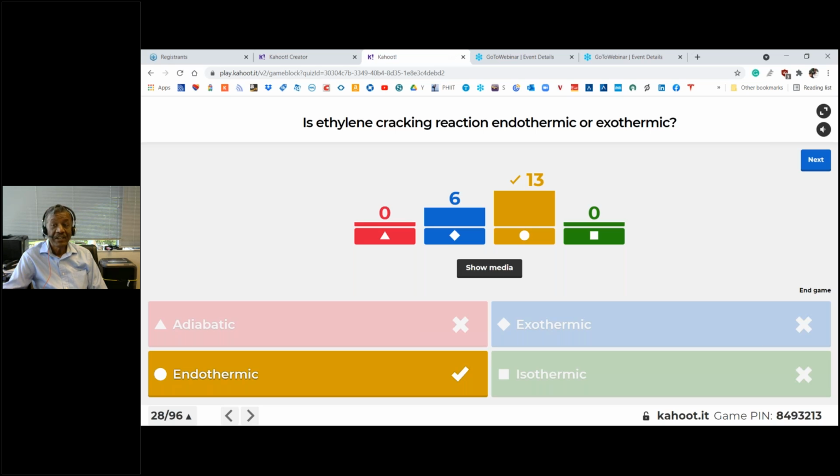That means heat is needed, and that's why we have a cracking furnace, where we are providing heat. So it's an endothermic reaction. The correct answer is: ethylene cracking requires energy. It's approximately 2100 BTUs per pound. That is the energy required in cracking furnaces, and that energy is provided by the fuel which we fire in the furnaces.